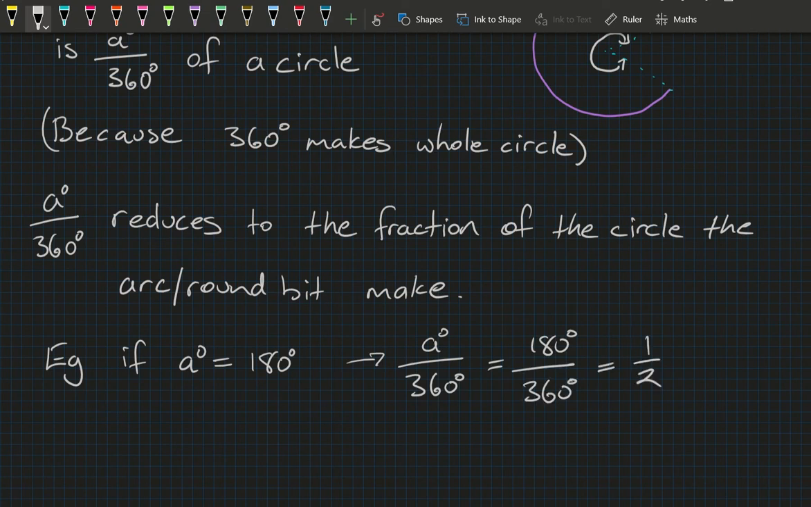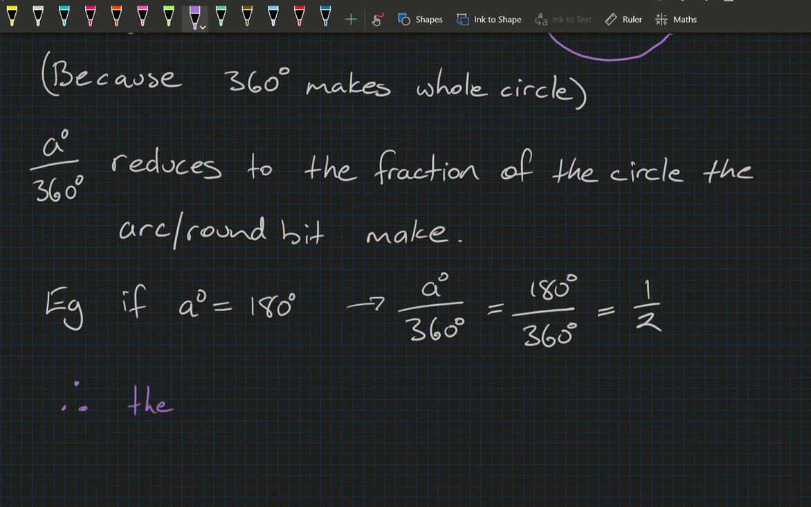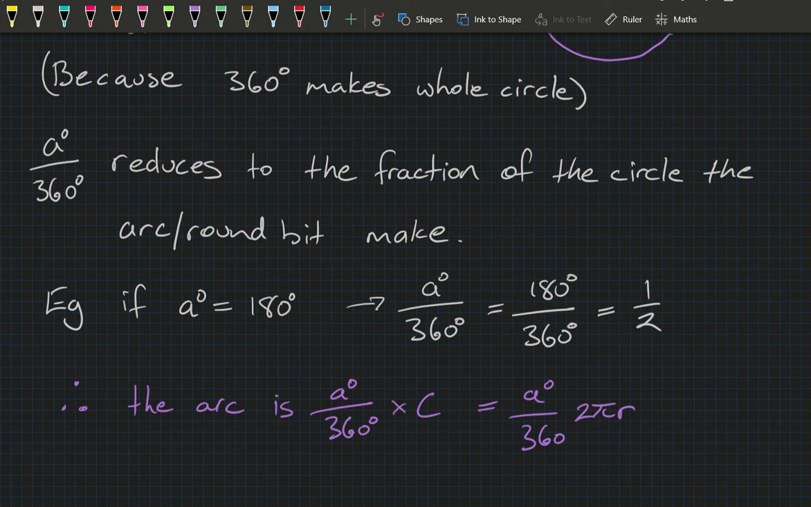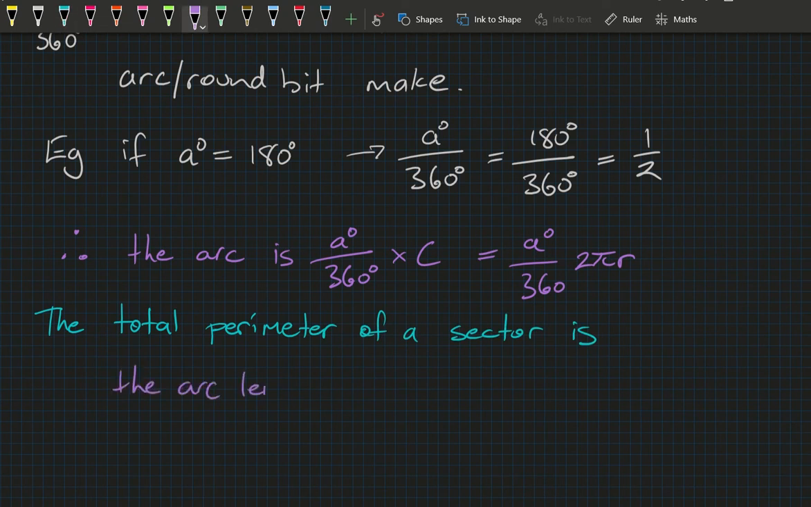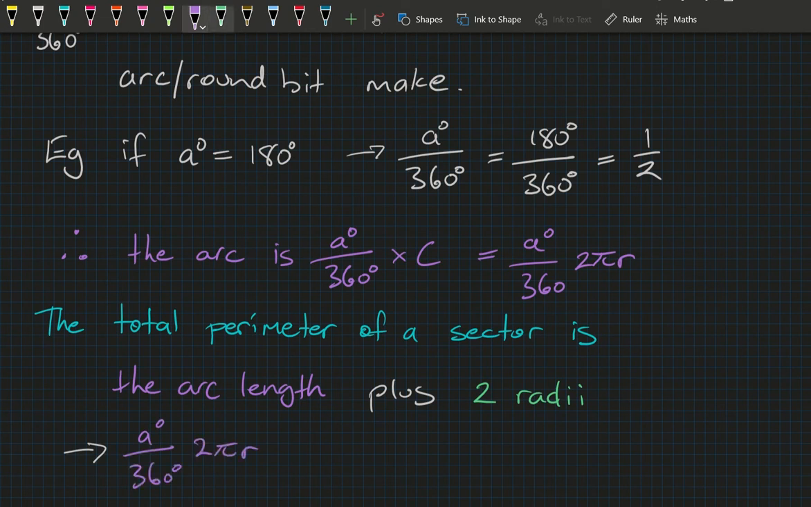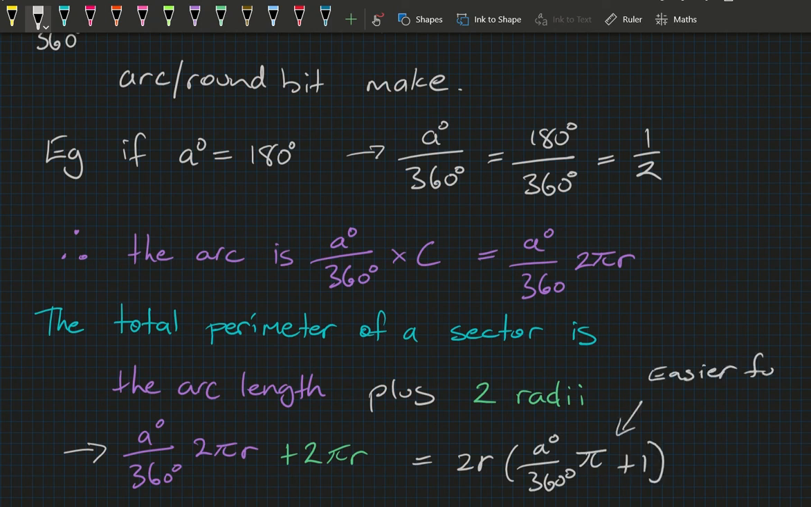So therefore, the length of the arc is A degrees divided by 360 multiplied by the circumference of a circle. And we know the circumference of a circle is 2 pi r, so the arc length is A degrees divided by 360 degrees multiplied by 2 pi r. So if we put the arc and the straight lines together, the total perimeter of the sector is the arc length plus 2 radii, which is A degrees on 360 times 2 pi r plus 2r. If I factor out the 2r, we're left with 2r times (A on 360 times pi plus 1). This formula will be much easier to use on a calculator.